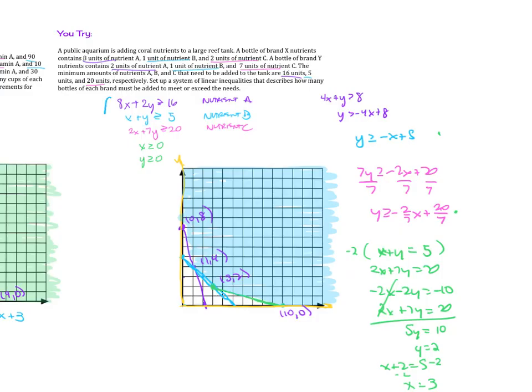Okay, so hopefully you wrote the equation here. 8x plus 2y is greater than or equal to 16 for nutrient A. x plus y is greater than or equal to 5. 2x plus 7y is greater than or equal to 20. And then x has to be greater than or equal to 0. And y also has to be greater than or equal to 0.